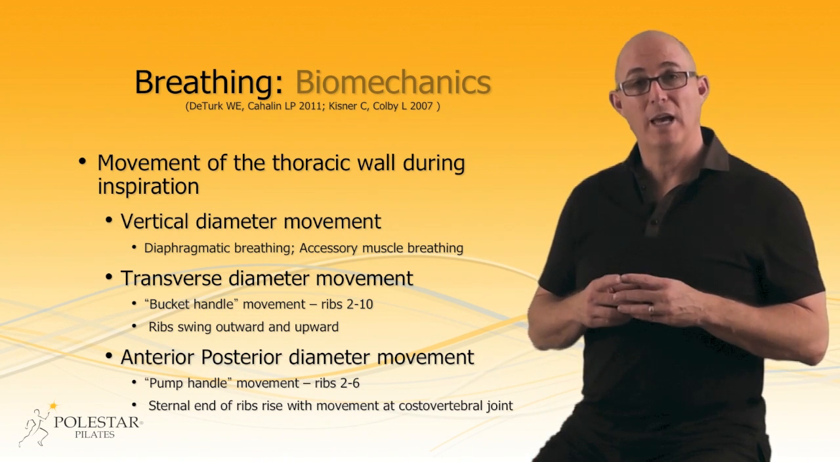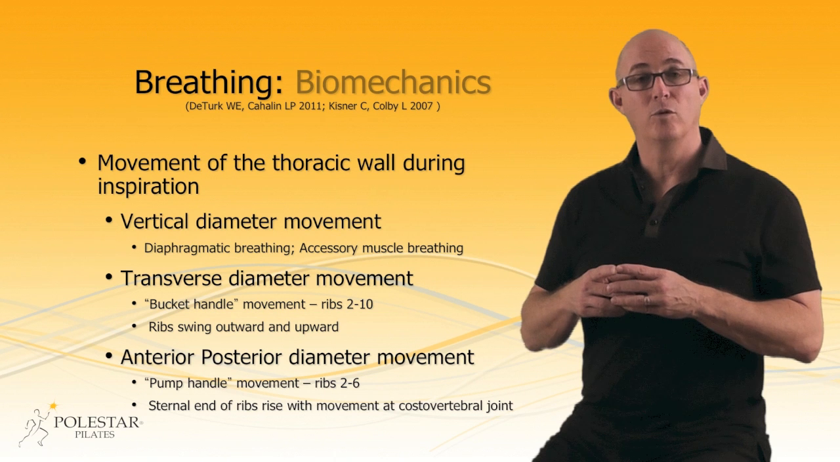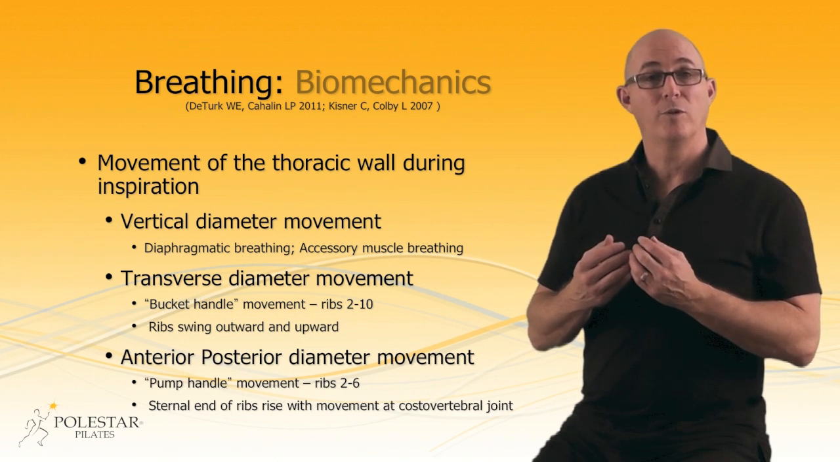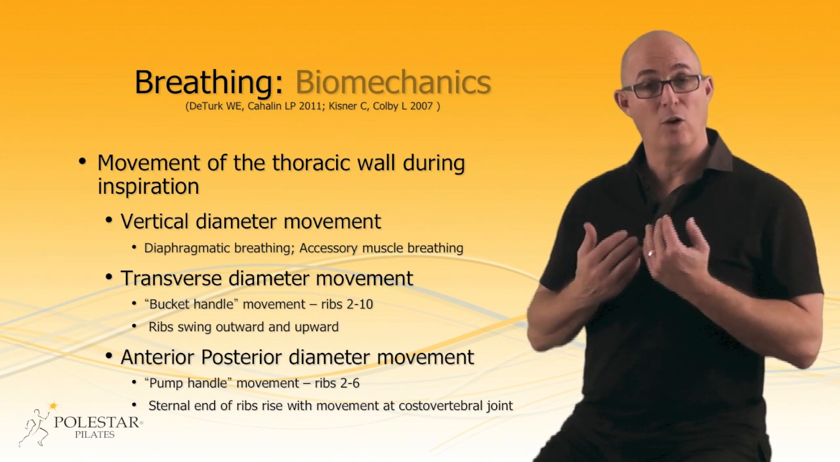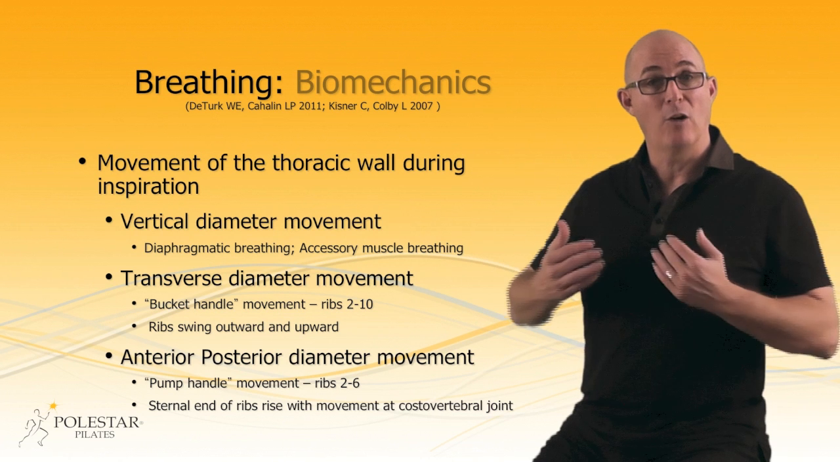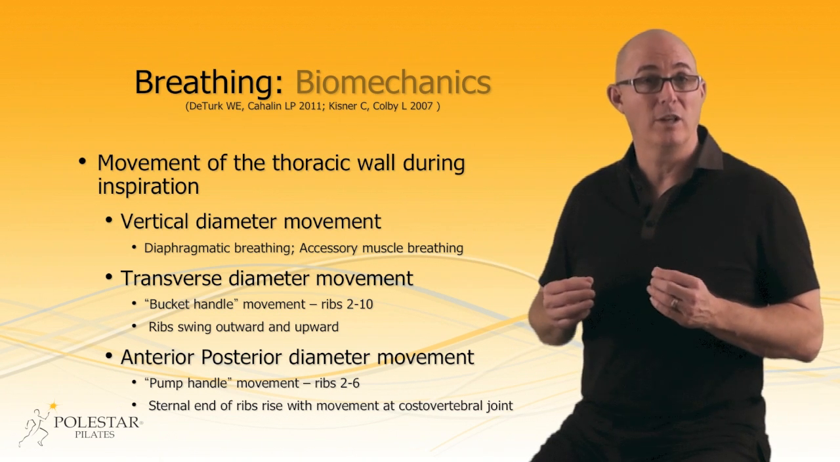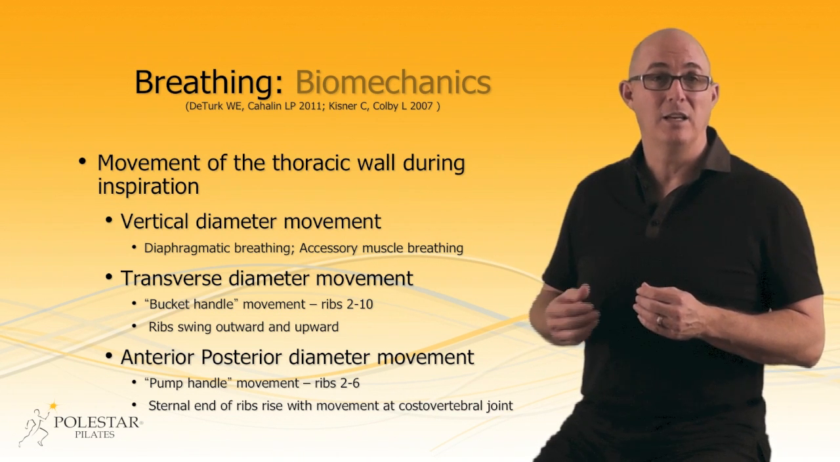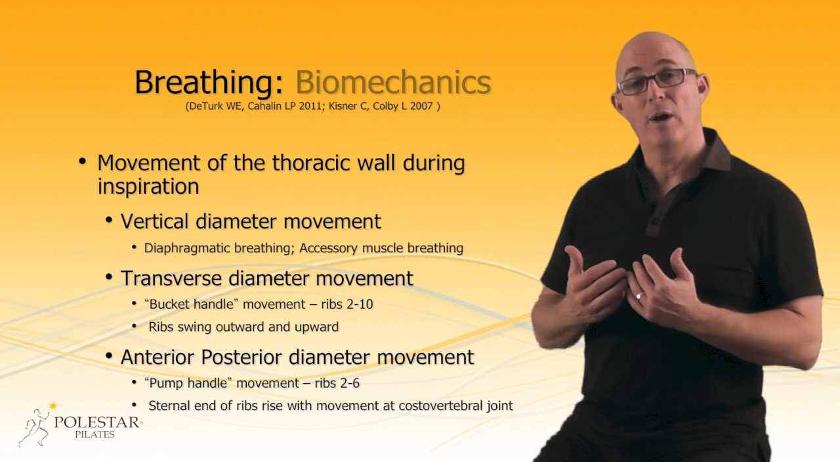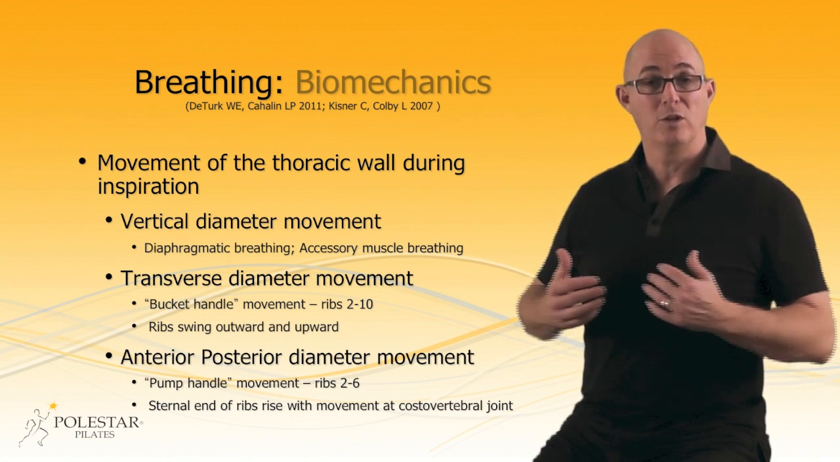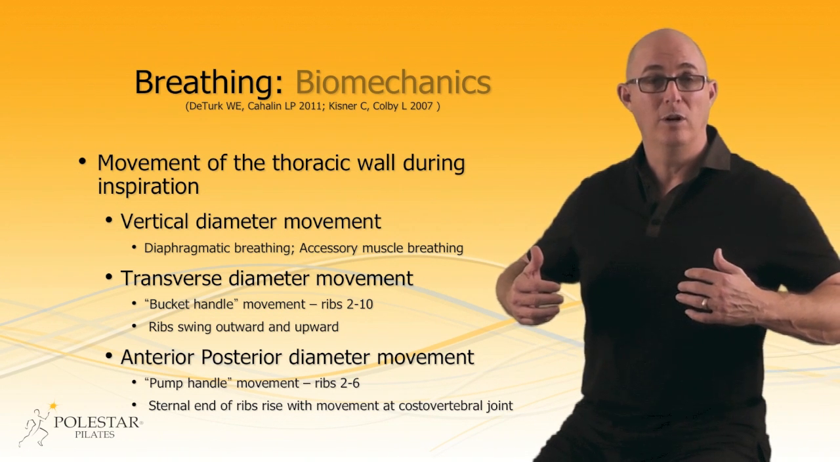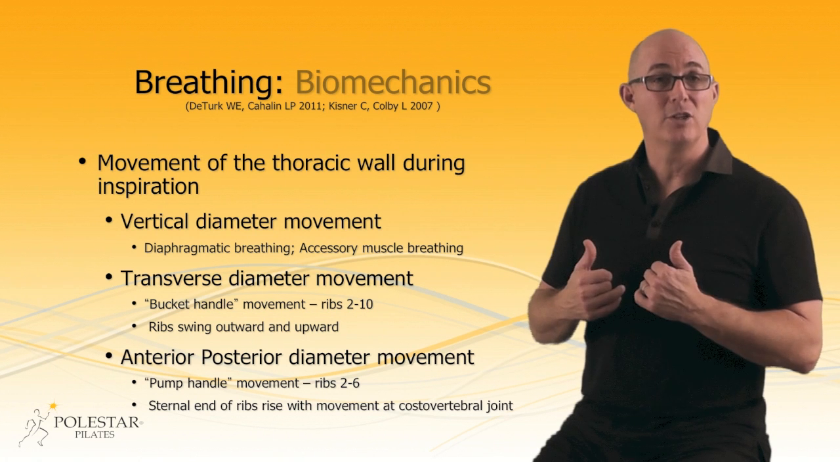The transverse diameter, or the second diameter of movement, is the one we refer to as the bucket handle. That's going to be that lower one where we get displacement out laterally of the ribs, particularly in 8, 9, 10, and even 11. In the thoracic spine and the lower ribs, it's going to increase the diameter, which will create an inhalation.